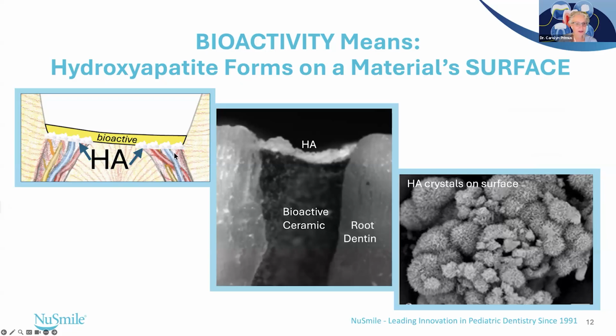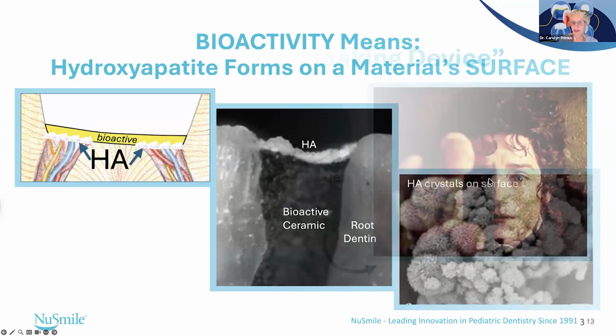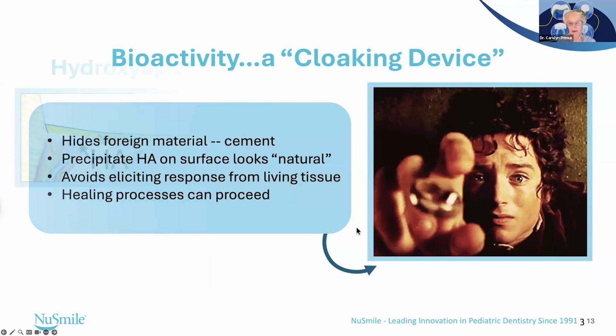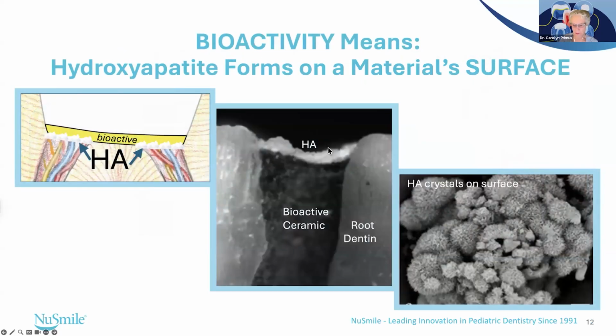And what I'm trying to show here is that with bioactivity, you form HA on the surface in a cross section of a root end that was filled with a bioactive ceramic. You can see a layer of white HA crystals that formed on the surface. Now, if we look down onto the surface, we'd see the HA crystals that are like here, they look like rosettes.